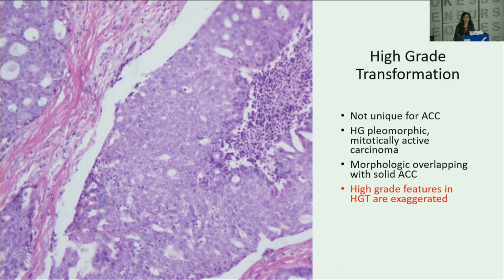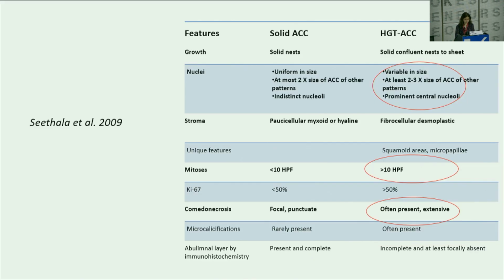In 2009, Sital et al. reported 11 cases of adenoid cystic carcinoma with high-grade transformation, and they reported features helpful to differentiate between adenoid cystic carcinoma with high-grade transformation and solid adenoid cystic carcinoma. Basically, in high-grade transformation, you see confluent sheets of solid growth, and the cells appear more atypical and more pleomorphic, and they show more ductal features compared to solid adenoid cystic carcinoma.